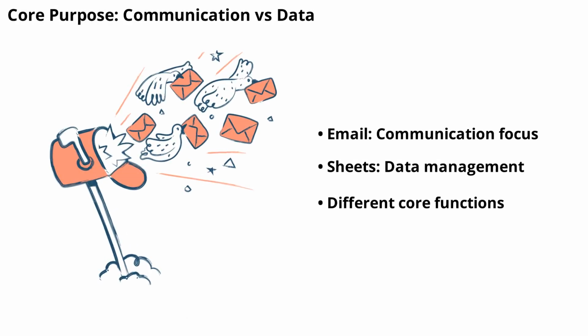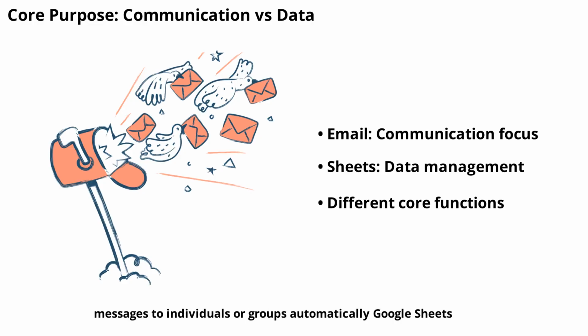The main difference between email automation software and Google Sheets lies in their core purpose. Email automation is built for communication, sending messages to individuals or groups automatically. Google Sheets, on the other hand, is designed for data, organization, and analysis. While you can store email addresses in a spreadsheet, Google Sheets doesn't send emails by itself. Each tool is optimized for its primary function, making them powerful in their respective domains.